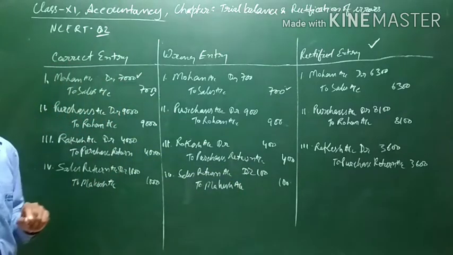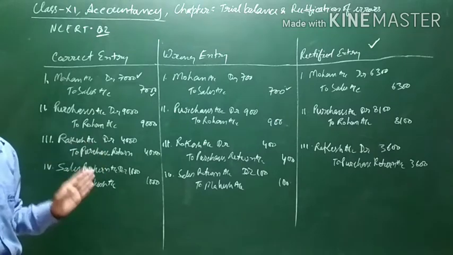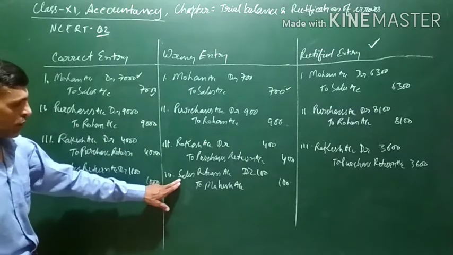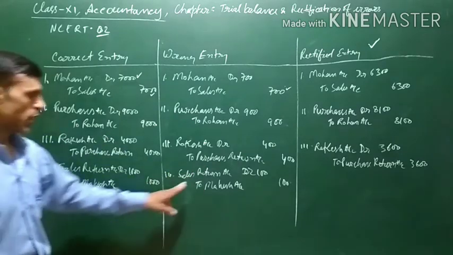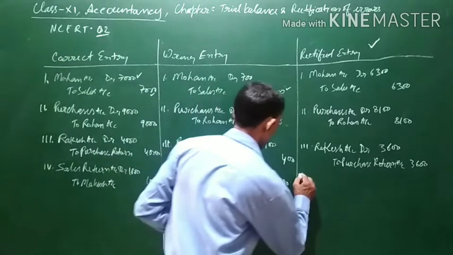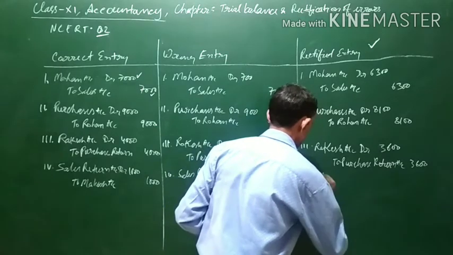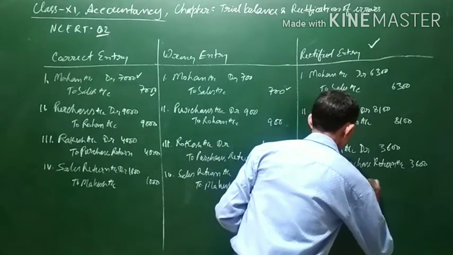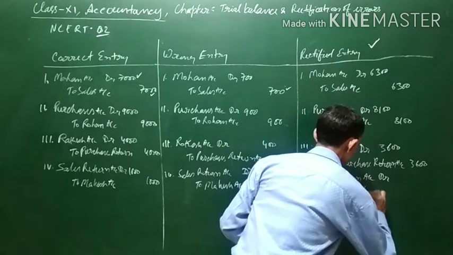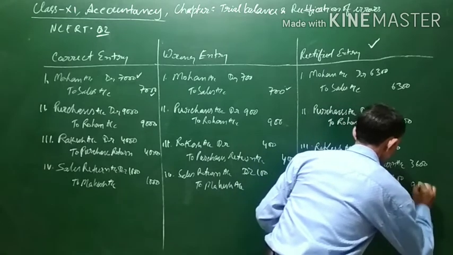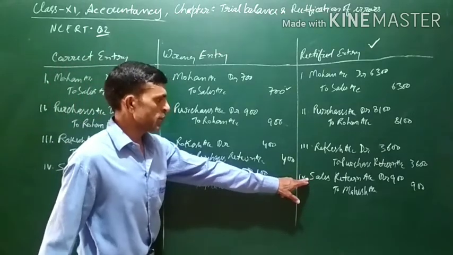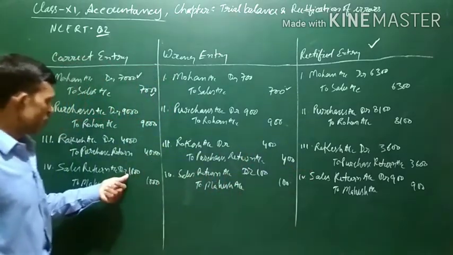Means 900 balance is left. For the 900 balance, we will record one more entry wherein we will be debiting sales return with 900 and Mahesh account with 900, so that the total debit to sales return account becomes 1,000. Now here the entry will be sales return account debit to Mahesh account, 900. Now sales return of rupees 100 plus sales return of rupees 900 debited, total becomes equal to 1,000.